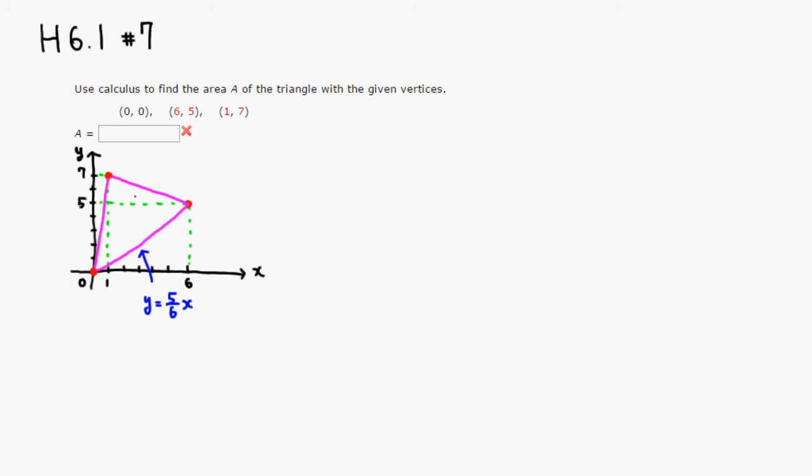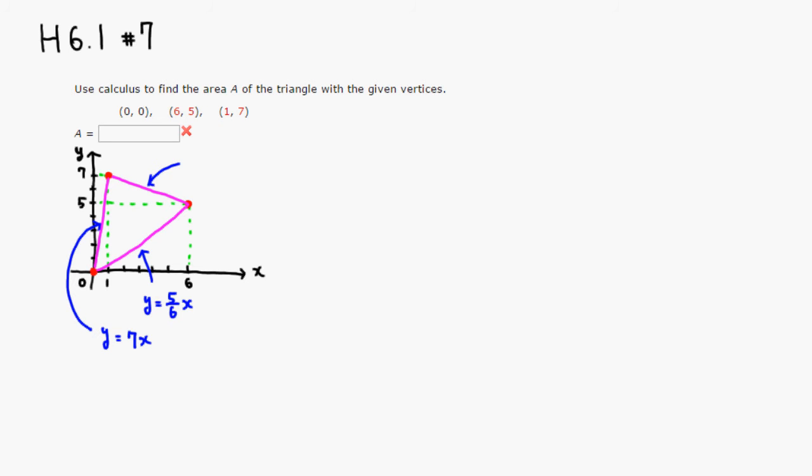And this one right here. Again, the y-intercept is 0, since it goes through the origin, and the slope is 7 over 1, so it's y = 7x. Right? So we have that, and then a tricky one is this line right here. So you have 2 points: we have (1, 7) and (6, 5).